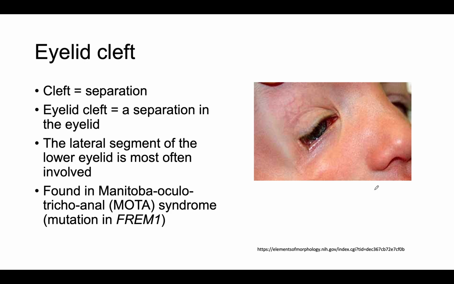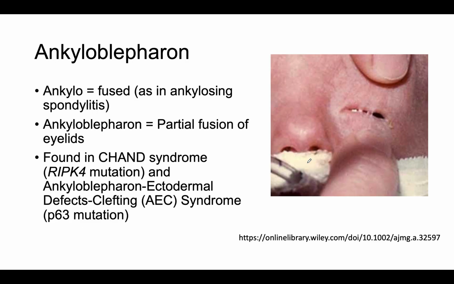Eyelid clefting is the condition where the lateral part of the eye most typically is separated in an unusual fashion. This can be found in MODA syndrome, which is caused by mutations in FREM1. Ankyloblepharon. Ankylo refers to fused, and blepharon refers to the eyelids. So this is a partial fusion of the eyelids, typically found at birth. Can be found in patients with Chand syndrome as well as AEC syndrome.